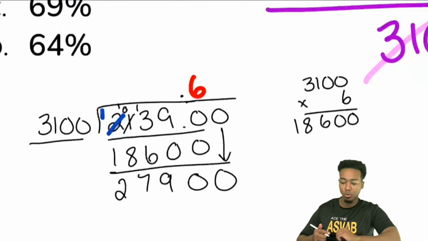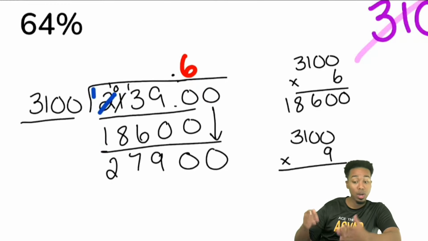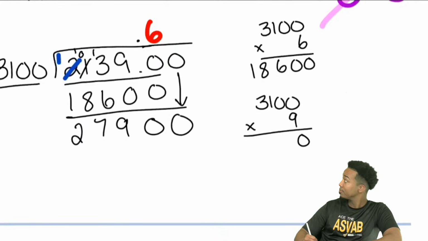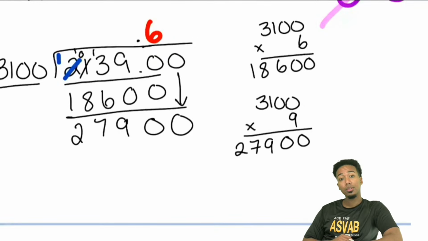So let's do our due diligence and let's see what we got. So I'll say 3,100 multiplied by 9. Let's try that out here, right over here next to me. So 0 times 9, then 0 times 9 again, 1 times 9, 3 times 9. Everybody, were we correct? Were we correct with our guess of 9?